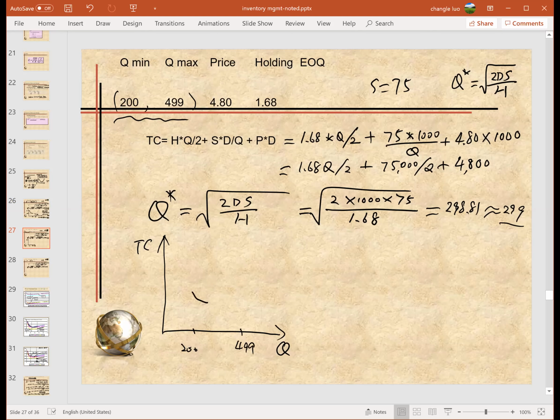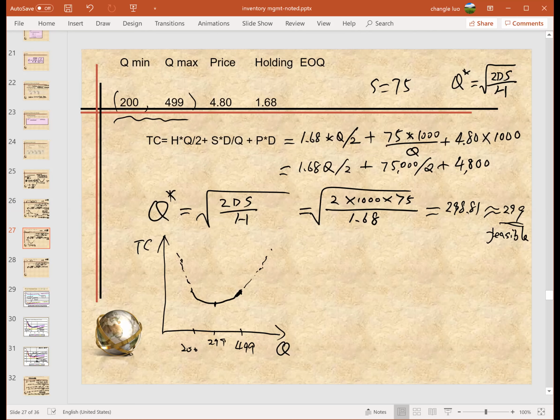and we're going to have a curve that's the real one, that's at the bottom, and the rest goes up. But dashed lines means it's not real. The middle part is real. Why it's real? Because we know 299 is somewhere in the middle, gives you the minimal, and it's feasible because this 299 is feasible because it's in between 200 and 499. Okay, so this one is feasible.